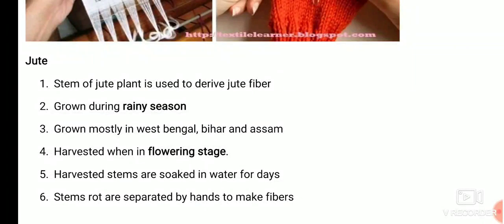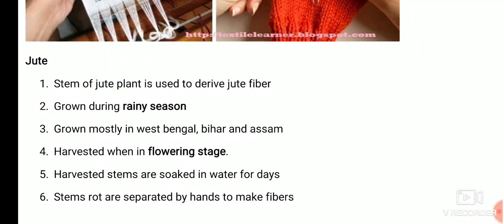Now the next thing is jute. Jute is another plant fiber, right? There are some important notes or points about jute which we need to remember. Stem of jute plant is used to derive jute fiber. That means the complete plant is not used, we are not gaining fiber from the complete plant. We need only the stem part. The stem part is used to make the fiber from the jute.